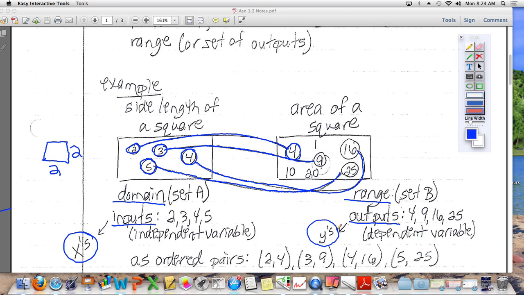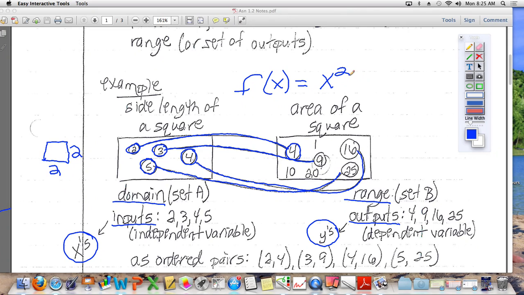So if you had to name this function, if you had to write a rule for this function, what would the rule be? F of x equals what? How are you getting your answers? What are you doing to the numbers in the input box to get your outputs? Yes, Marcus. Say it again. Squaring them. Squaring them. So your rule here would be f of x is equal to, take your inputs, which we call our x's, and we square them to get our output. So f of x is equal to x squared.